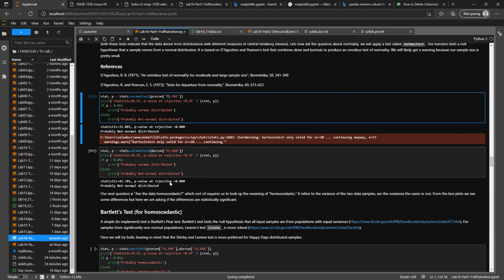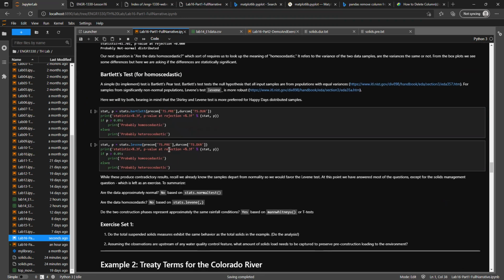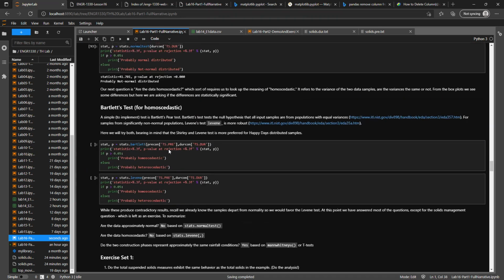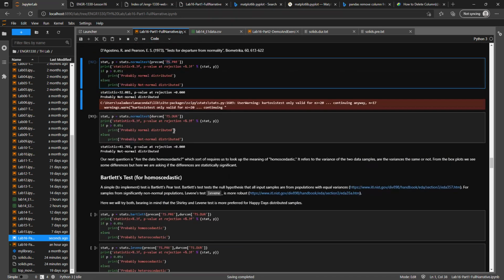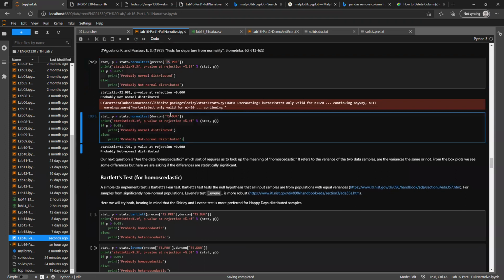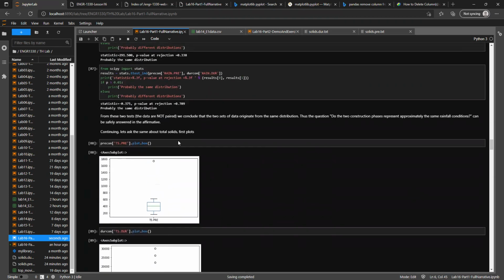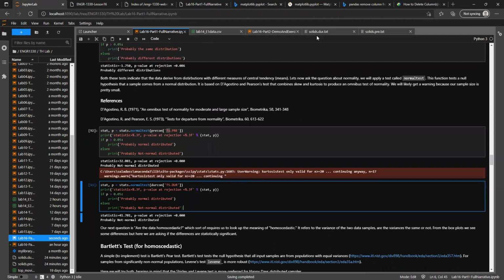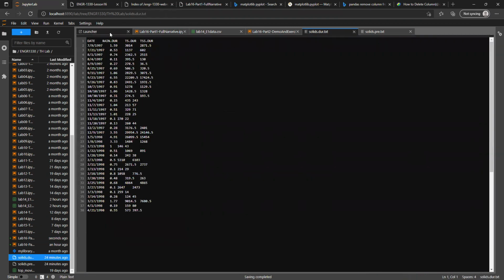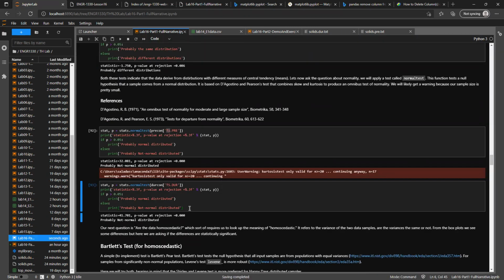So that is the total solids. Okay, I don't see. Let's see what would happen. I think it was TSS. Let's see what happens if we do this for the TSS.